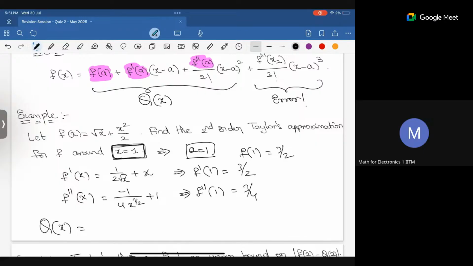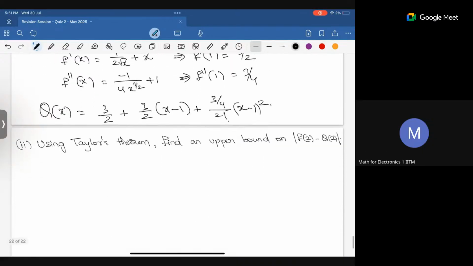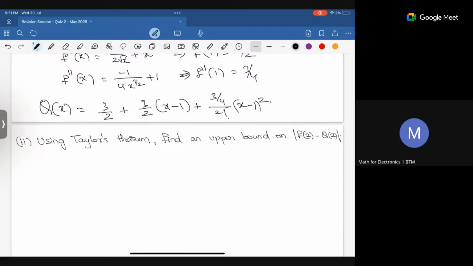Q of x is 3 by 2 plus 3 by 2 into x minus 1 plus 3 by 4 by 2 factorial. Don't forget, in a hurry we forget this 2 factorial, into x minus 1 whole square. That's it. This is what q of x is, and this is what they have asked in the first part. For the second part, using Taylor's theorem, find an upper bound on the absolute difference between f of 2 minus q of 2. Again, upper bound or maximum possible error, everything is the same.